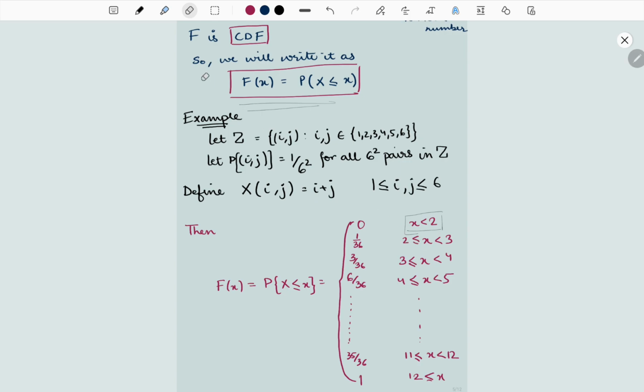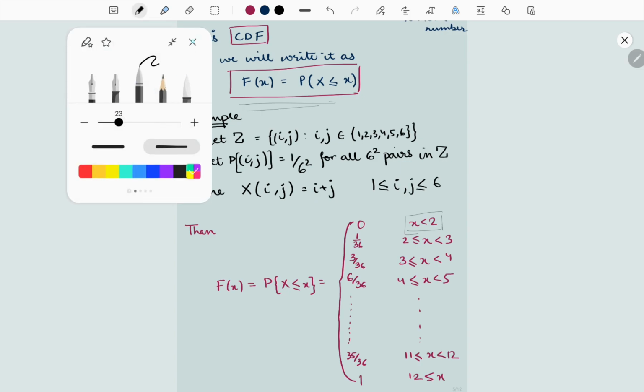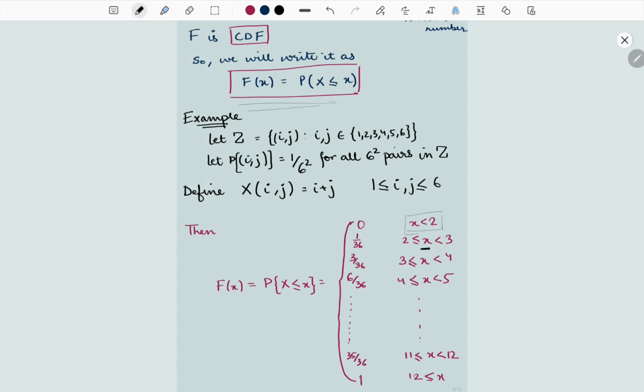For x equal to 2, we will get the pair 1 and 1. This is the only pair among 36, so we get 1 by 36. Now for x equal to 3, we will get the pairs 2 comma 1 and 1 comma 2. There are two pairs, so we will add 1 by 36 plus 2 by 36.